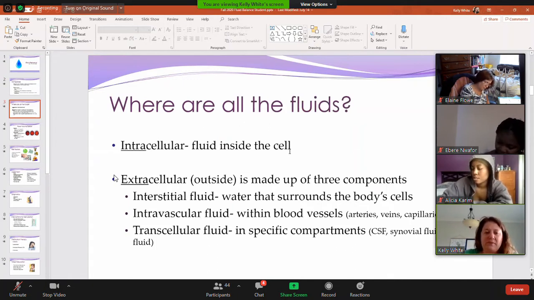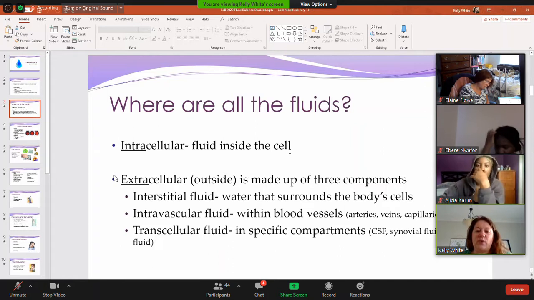Then we have intravascular fluid, which is the fluid within your blood vessels, so your arteries, your veins, and your capillaries. And then you have transcellular fluid, which is in specific compartments, like your cerebrospinal fluid, the synovial fluid in your joints, and GI fluids. Okay.